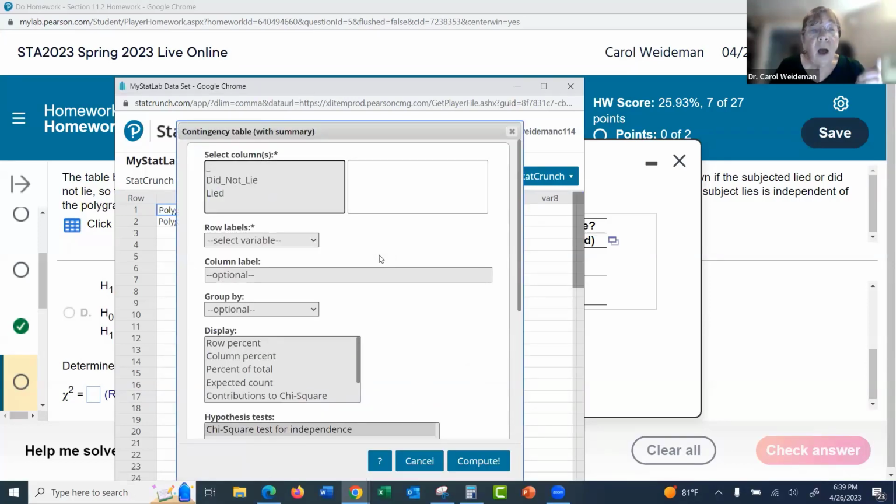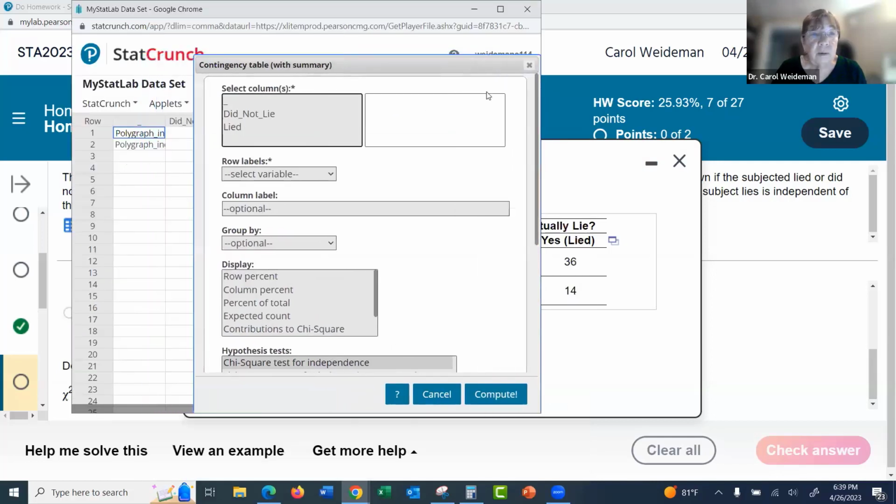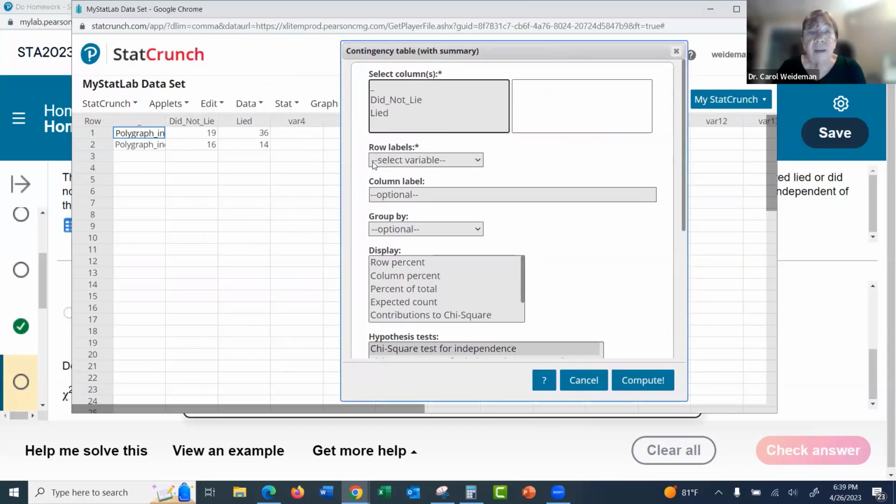Now the columns that you're going to select are the columns with the counts in them. Let me make this bigger so you can see it. Up top, you're going to select the columns with the counts. My columns with the counts are did not lie and lied, so I'm going to select those two. The row labels are over here, and in this example there's no name to it. It just has a dash there if you look carefully, so it's the column labeled with a dash.